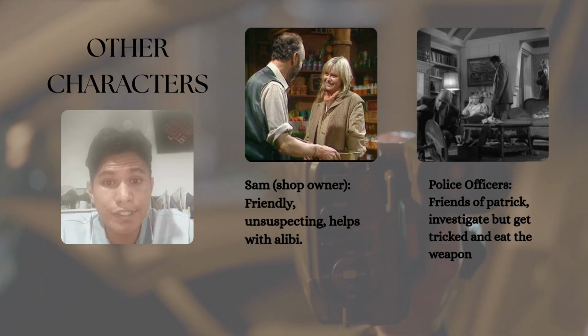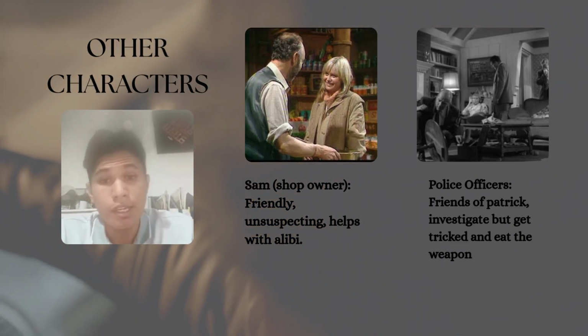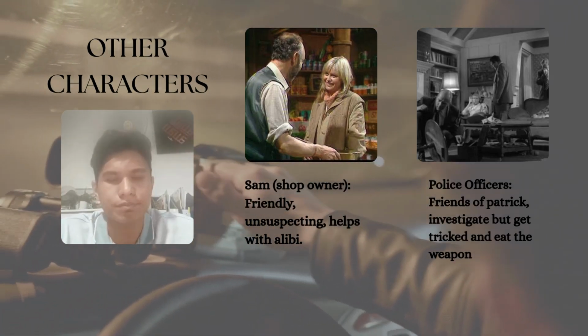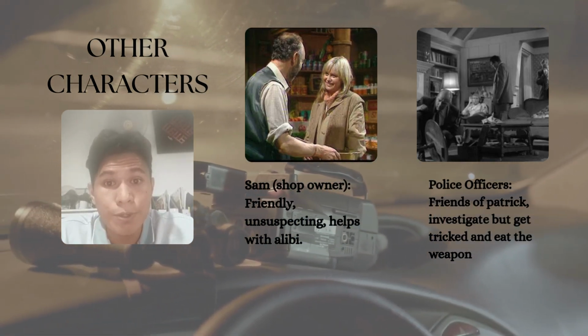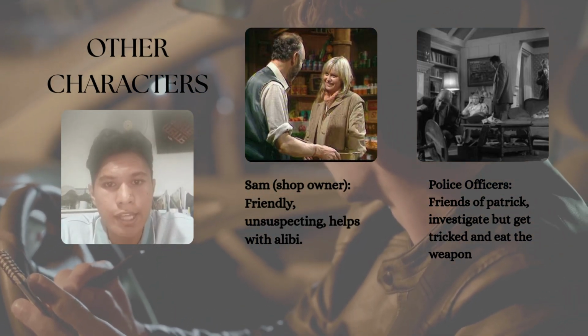The first character is Sam, the grocery shop owner. He is very kind and unsuspecting. Without knowing it, he helps Mary build her alibi.